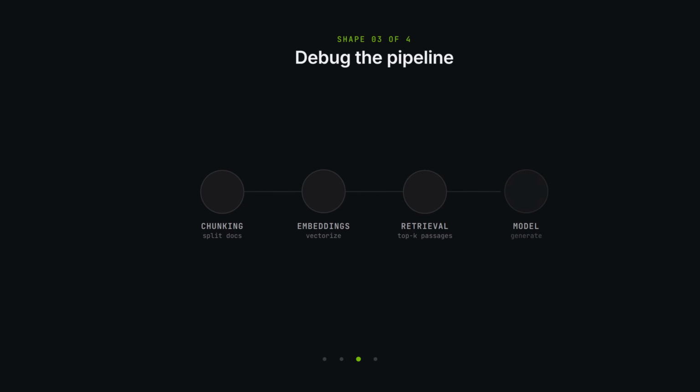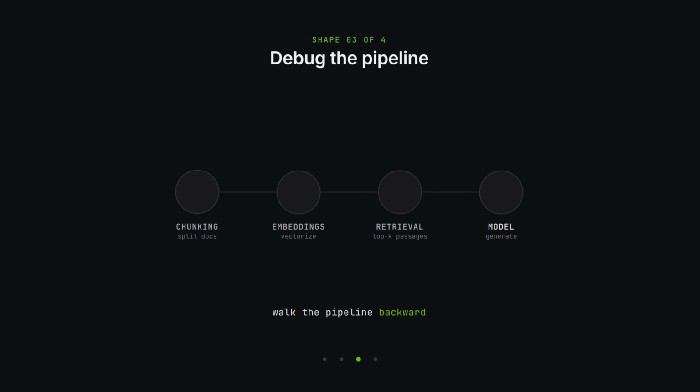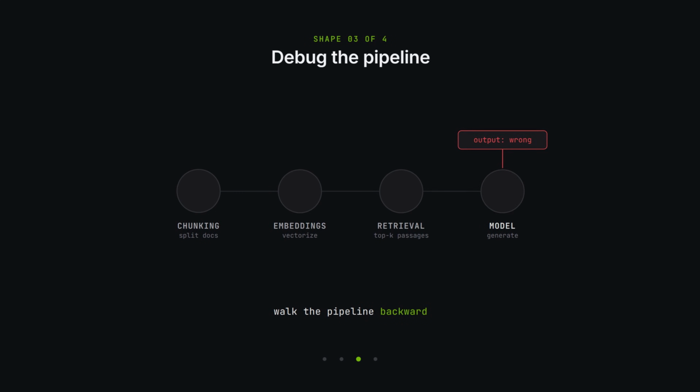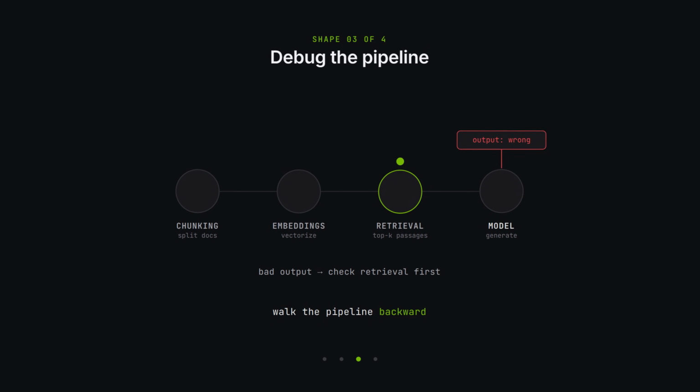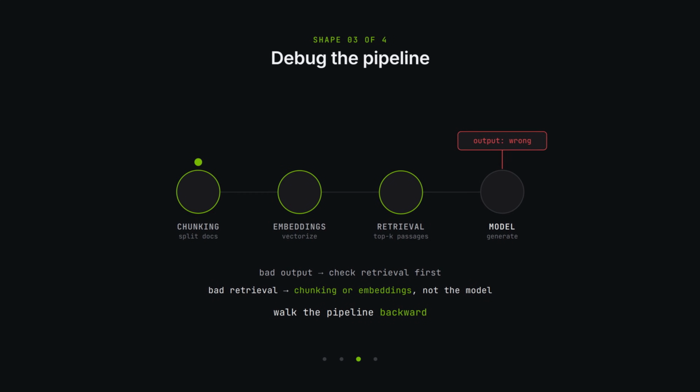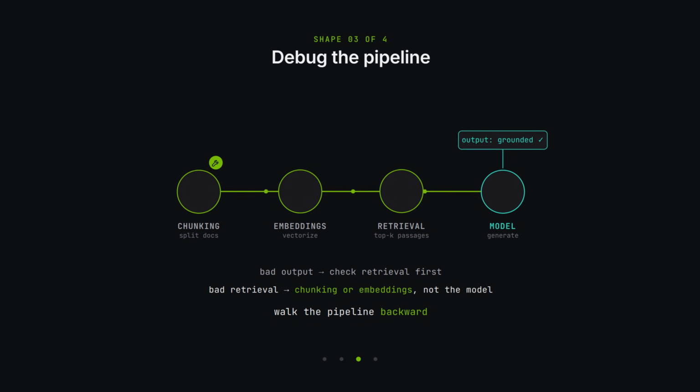The third shape is debug the pipeline. The model returns something wrong, and you have to find where it broke. Walk the RAG pipeline backward. Bad output often traces to bad retrieval, and bad retrieval often traces to chunking or embeddings, not the model itself.